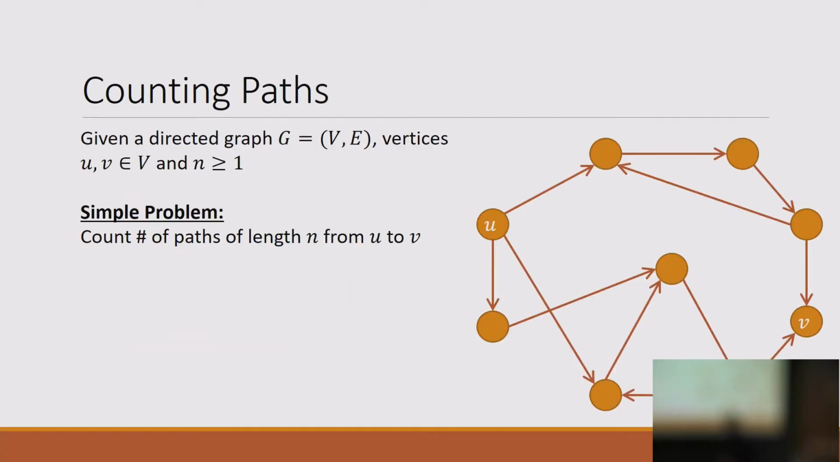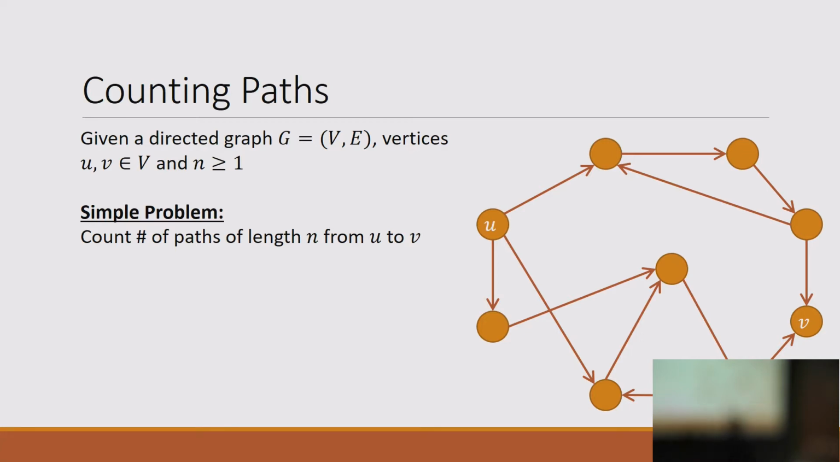I'm going to start with a fairly straightforward and simple problem. You may know the answer to this already, but I'm going to say it anyway because I think it'll give a good framework for how to think about the more general problem that I'll introduce in a minute. I'm going to give you a directed graph G, fix two vertices u and v in the graph, and give you some number n. I'm going to ask you to count the number of paths of length n from the vertex u to the vertex v. So I just want you to count paths.